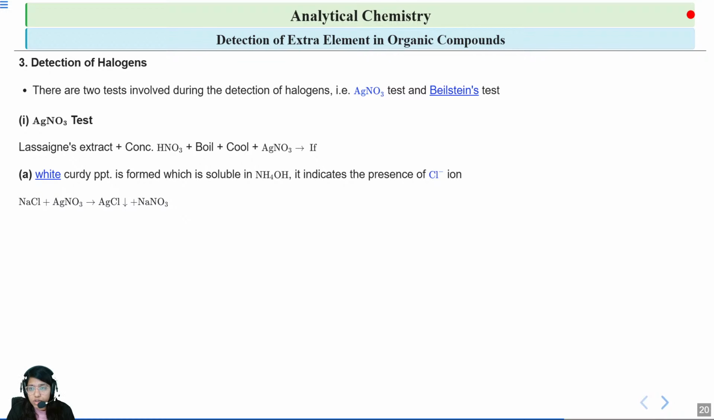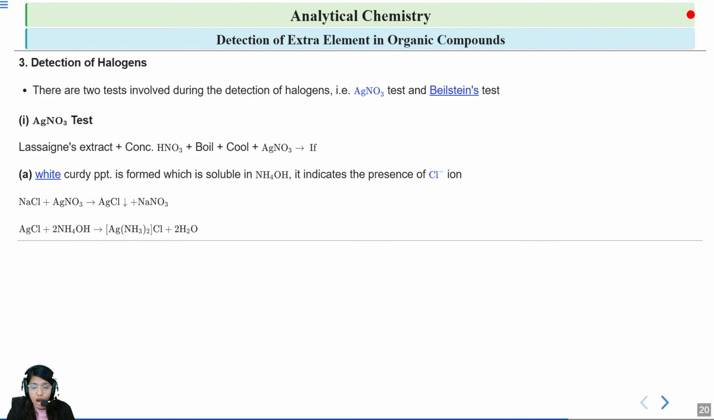So this reaction here shows the precipitation reaction where sodium chloride, NaCl, reacts with silver nitrate, AgNO3, to form silver chloride, AgCl, which is insoluble and precipitates out as a white solid. And sodium nitrate, NaNO3, which remains in solution, is also formed. In this reaction, AgCl is a common white precipitate which is used in qualitative analysis to detect chloride ions.